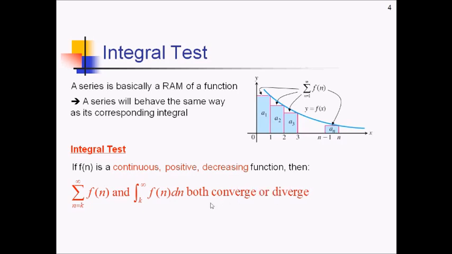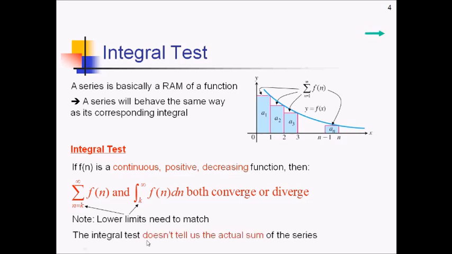Now, how you would use this is if you know the integral converges, you also know the series does, and same with diverging. Now, there's just a few notes here. One is that these lower limits are both going to have to match, and the other big thing here is that the integral test doesn't actually give you the sum of the series if you needed to find that, because an integral gives you the exact value under the curve. A series gives you essentially a RAM of the area. So as long as you keep this in mind, this can be a very powerful technique.